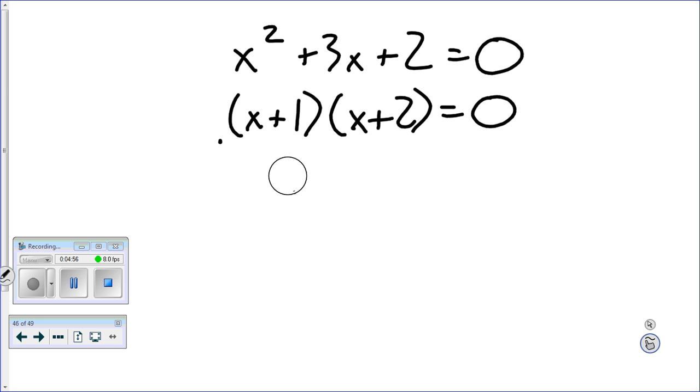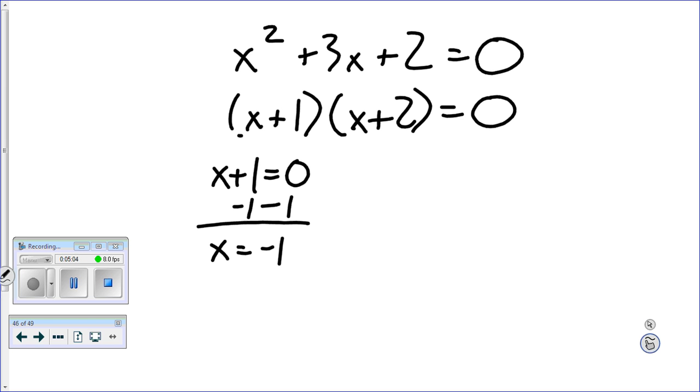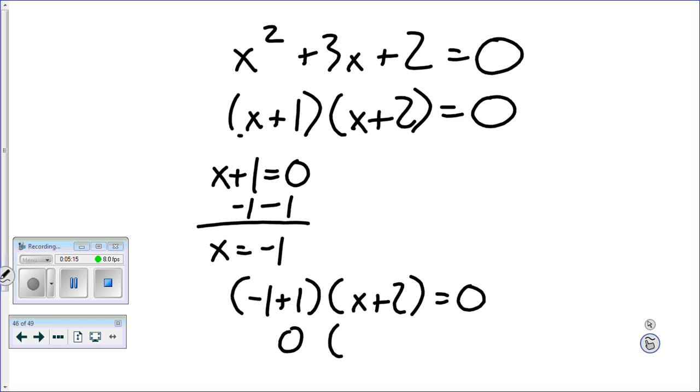So if I said x plus 1 equals 0, I find out that x equals -1. And if I plug that in, -1 plus 1 times x plus 2 equals 0. Well, this is 0, and again, it doesn't matter.